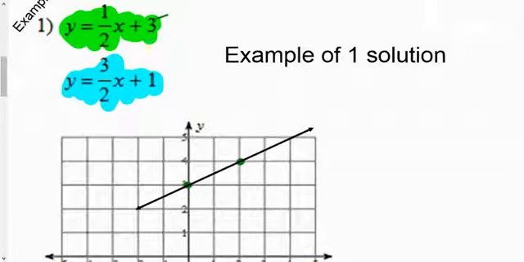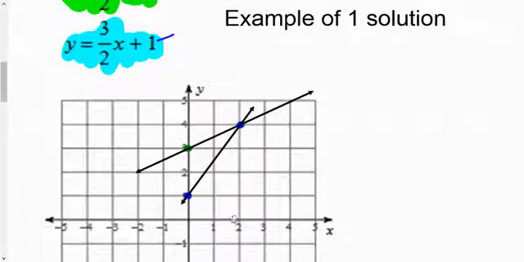Let's use a blue dot to graph this one. The y-intercept is +1, so we'll put a dot there. The slope is 3 over 2, so we'll go up 3 and over 2, and you'll see we hit this dot right here. And that's where our lines are going to intersect, and they're only going to hit in one spot. So as a result, we know that the solution is going to be 2, 4. This dot right here is 2, 4. That's the solution, 2, 4.